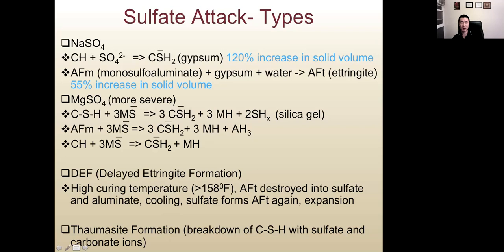We also have some other types of sulfate attack, such as thaumasite formation. Thaumasite is a natural mineral. This is a breakdown of CSH with sulfate together with carbonate ions. Okay, this is beyond the scope of this class, but just keep in mind when we talk about sulfate attack, it is not only related to sodium sulfate. There are many other types of sulfate attack.